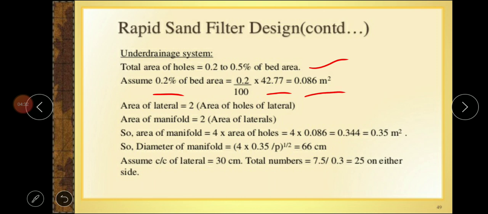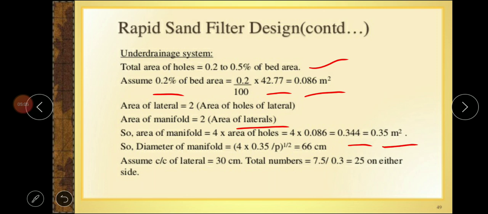The area of lateral is equal to 2 times the area of holes, and area of manifold is equal to 2 into area of laterals. So area of manifold is equal to 4 into the area of holes, is equal to 4 into 0.086 meter square. Already it is calculated in the previous step. The area of manifold is equal to 0.344, say around 0.35 meter square.